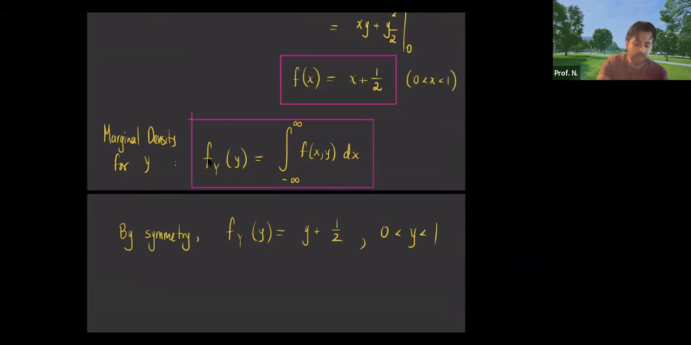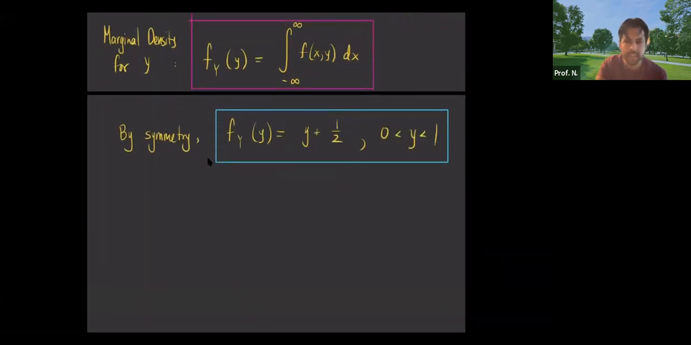And what you could do is you can check this on your own. If this is really a PDF in itself, what would have to be true? The integral from negative infinity to infinity of f of y dy would have to be 1.